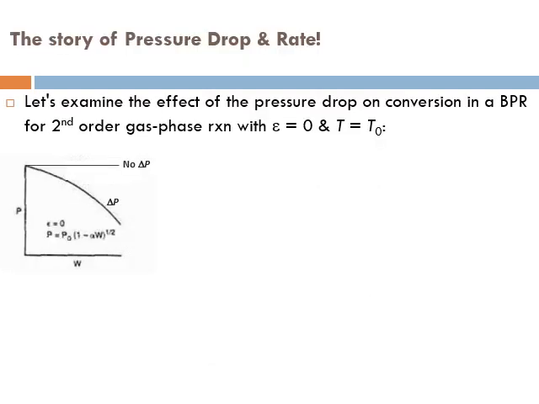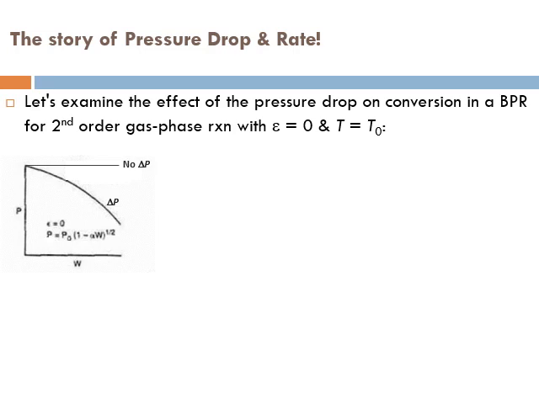Okay, let's listen to the story of pressure drop and rate. So let's examine the effect of the pressure drop on conversion in a packed bed reactor for a second order gas phase reaction with epsilon equals 0 and T equals T naught. Obviously, you're going to use the analytically solved Ergun equation to find P as a function of W.